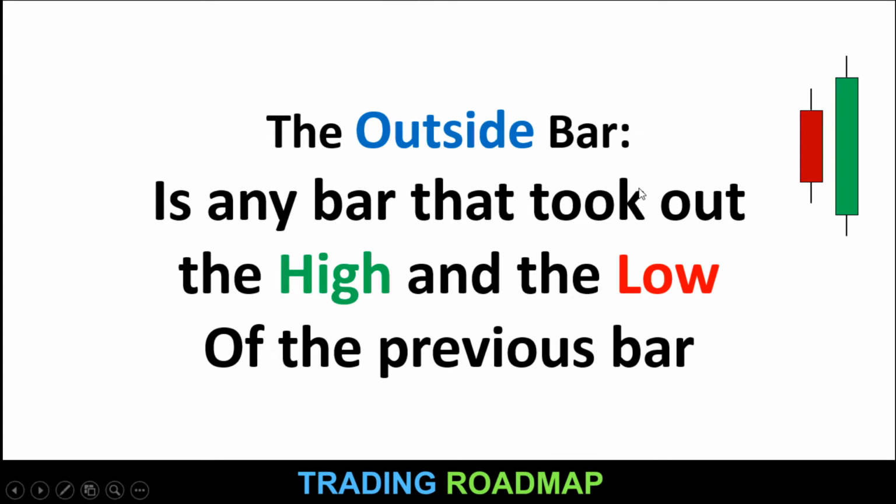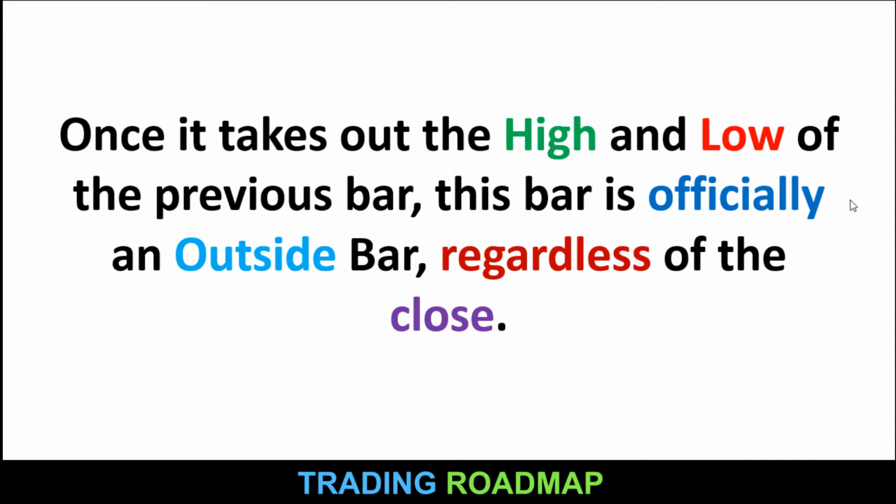So if you look at this bar, what happened here is we took the highs and we took the lows. And once it takes out the high and low of the previous bar, this bar is officially an outside bar regardless of the close. Remember, last time we said for the inside bar that we have to wait for the close. For the outside bar, we don't have to wait for the close to confirm it as an outside bar, because once you take the highs and lows of the previous bar, it's officially an outside bar.